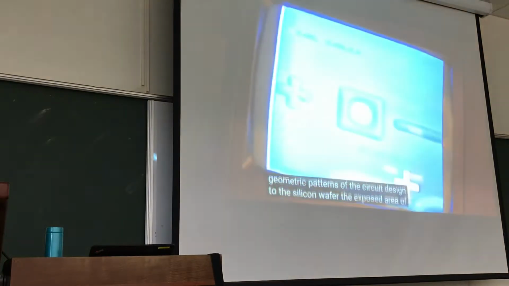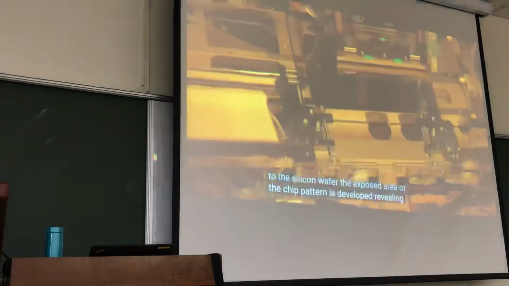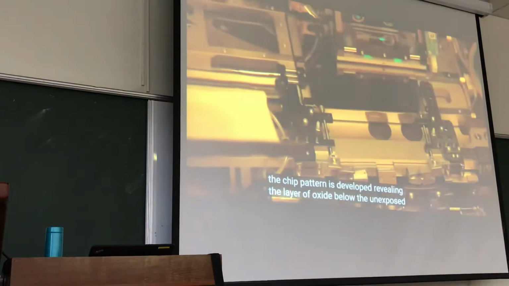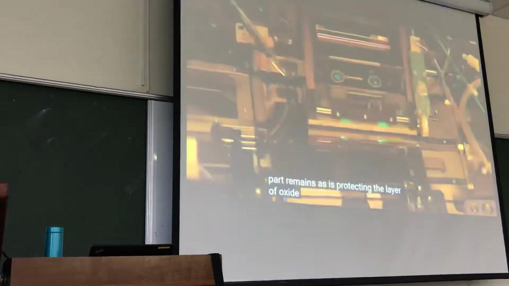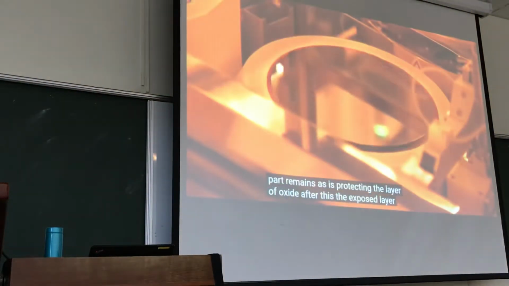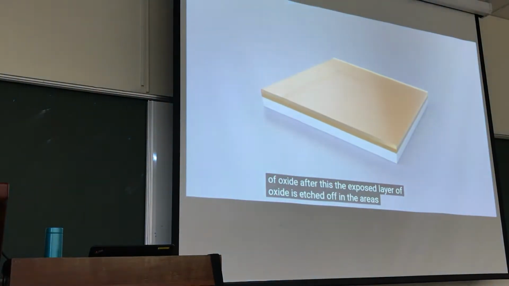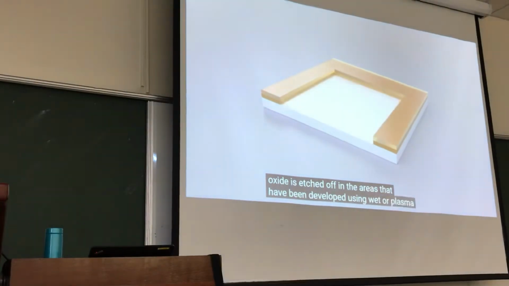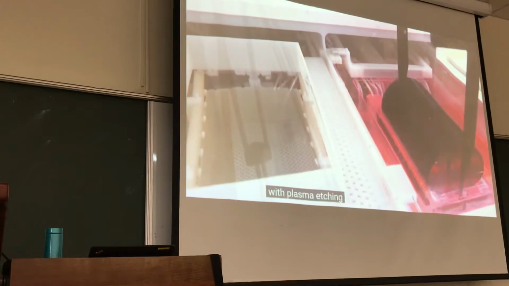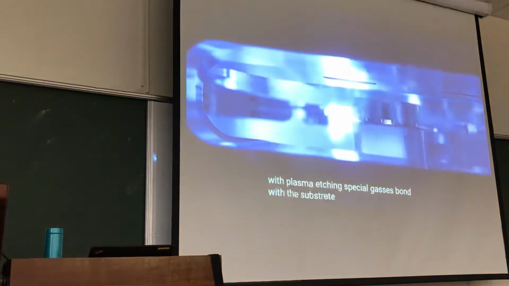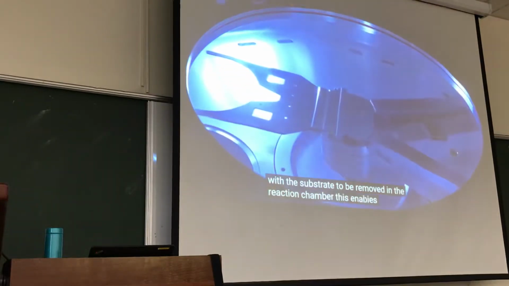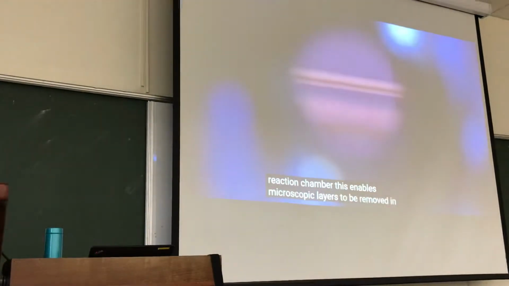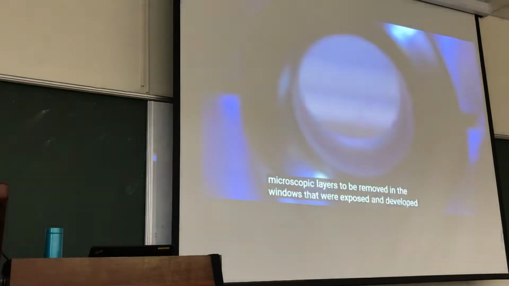The exposed area of the chip pattern is developed, revealing the layer of oxide below. The unexposed part remains as is, protecting the layer of oxide. After this, the exposed layer of oxide is etched off in the areas that have been developed using wet or plasma etching. With plasma etching, special gases bond with the substrate to be removed in the reaction chamber. This enables microscopic layers to be removed in the windows that were exposed and developed in the previous step.